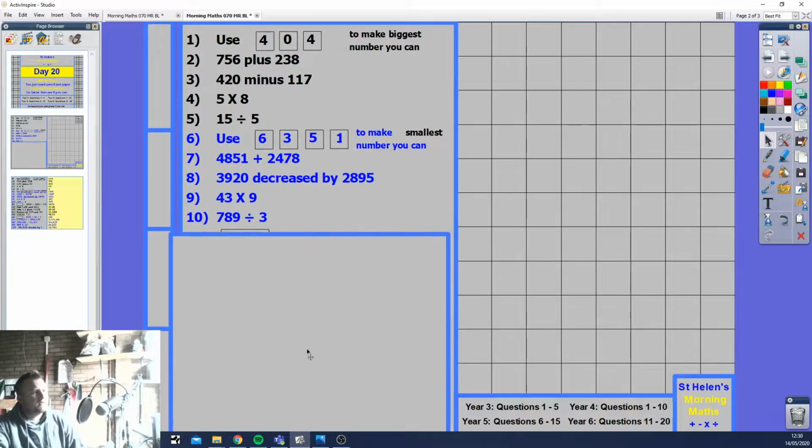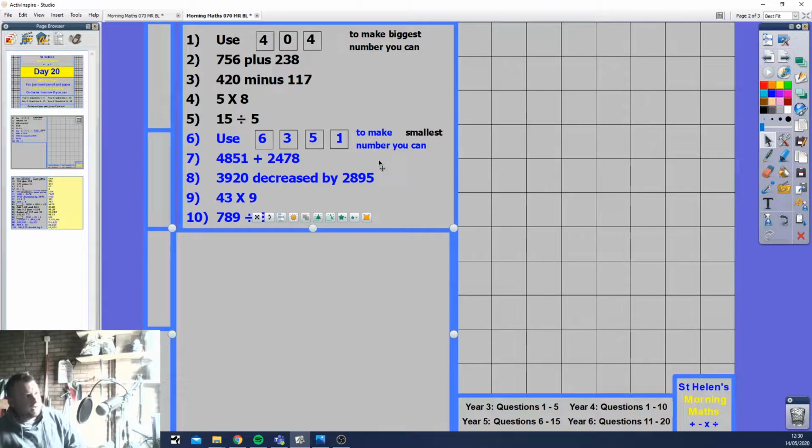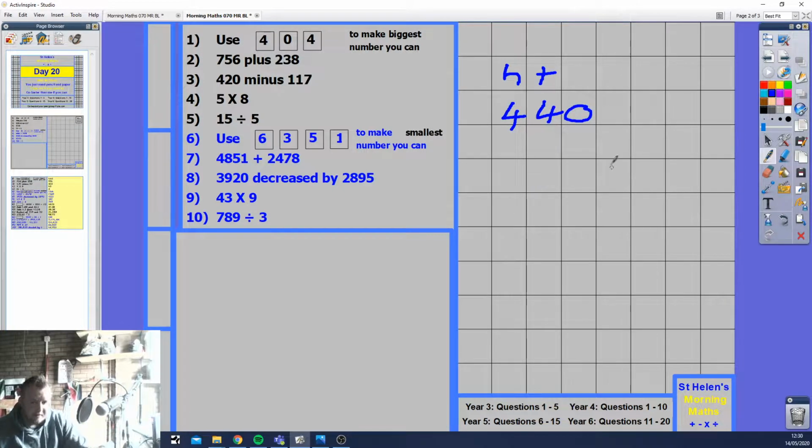Okay, so let's get started from 1 to 10. Number 1, we're going to use 404 to make the largest number possible. We need to use the largest digit values in the highest place values. So we've got 4, 4, and 0. 4 is going to be the highest place value, which is the 100. 4 is going to be the second highest place value with the 10. And then you've got 0, which is the lowest digit, which means that 440 is going to be the highest number that we can make.